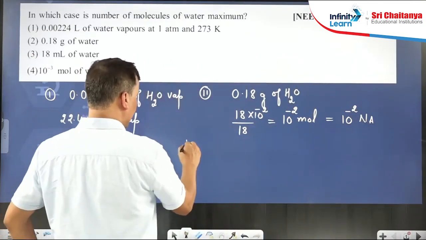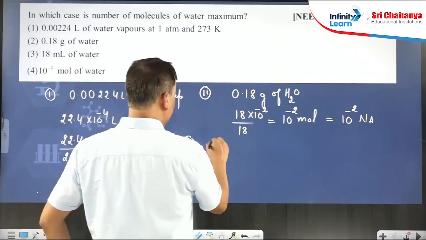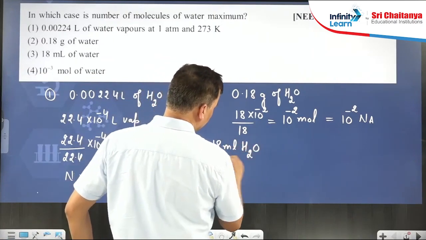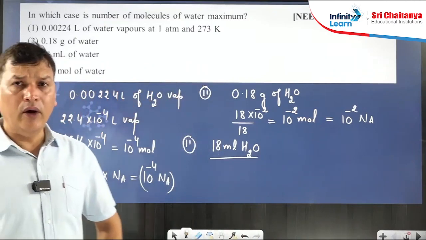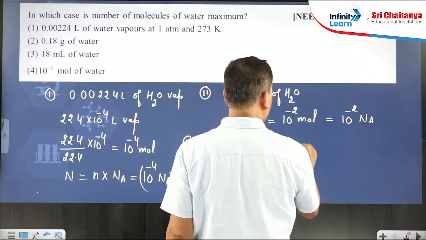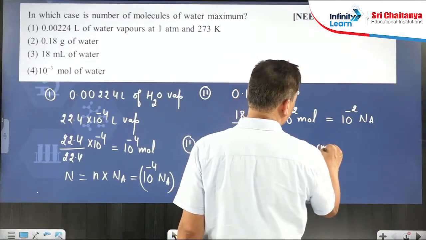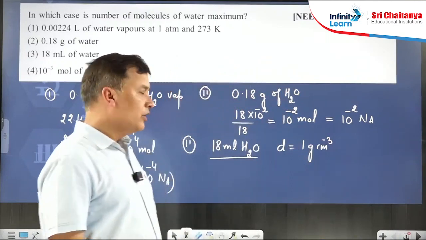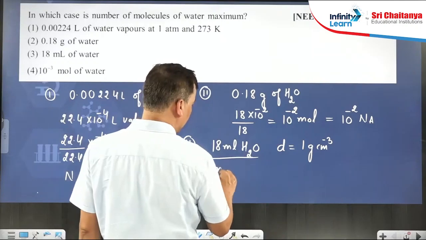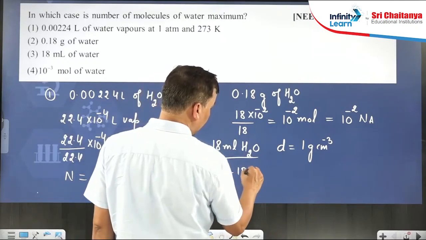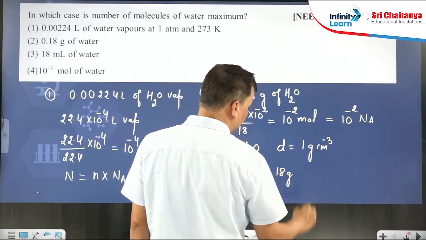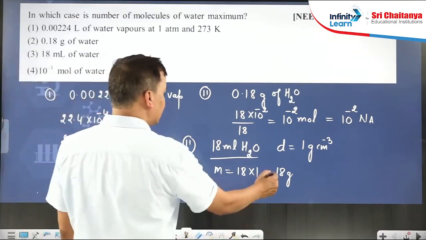Number 3, we are given 18 ml of water. For water, the density is equal to, as I told you yesterday, 1 gram per centimeter cube. So if we are given the volume in milliliters, what will be its mass? Mass is equal to 18 into its density, that is equal to 18 gram. Is that clear? So this is the mass.